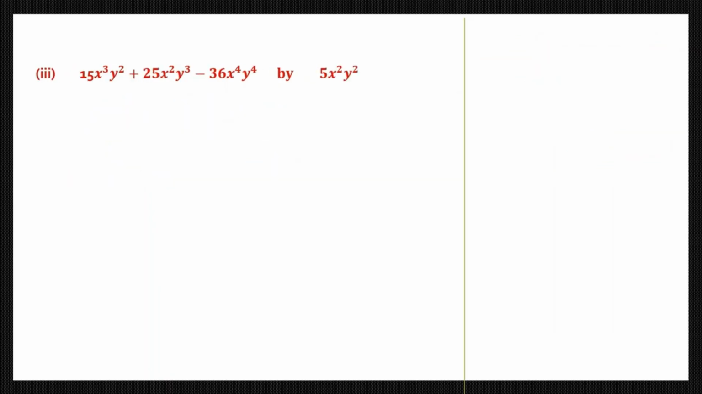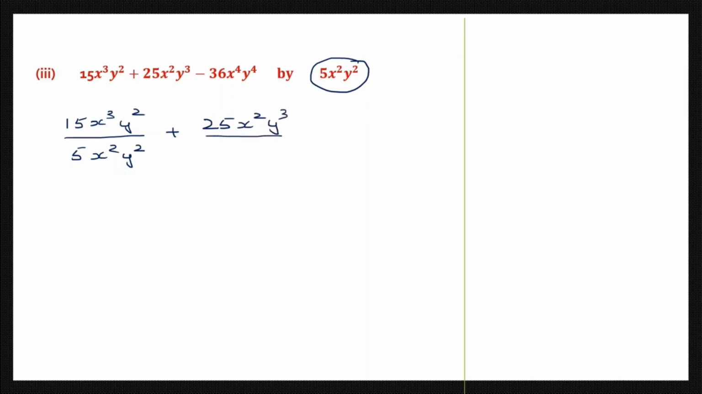Question 3. So here again we are going to take each term separately. So we have 15x to the power of 3 y to the power of 2 divided by the divisor. This is the divisor 5x to the power of 2 y to the power of 2 plus 25x to the power of 2 y to the power of 3 divided by the divisor 5x to the power of 2 y to the power of 2 minus 36x to the power of 4 y to the power of 4 by 5x square y square.